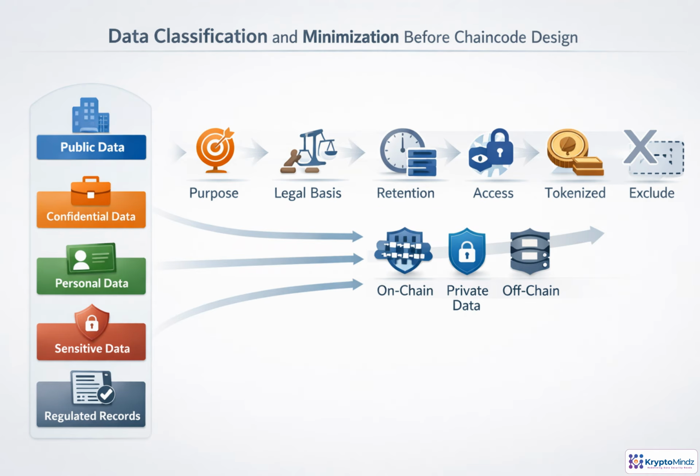Before you design chaincode, decide what each data element is allowed to become. Classify it as public, confidential, personal, sensitive, or regulated. Then map why you need it, what legal basis supports it, how long it must live, who can see it, and whether it needs auditability. Those choices drive the storage pattern: on-chain, private data, off-chain, tokenized, or excluded entirely. In Fabric, schemas are governance decisions, not just code.